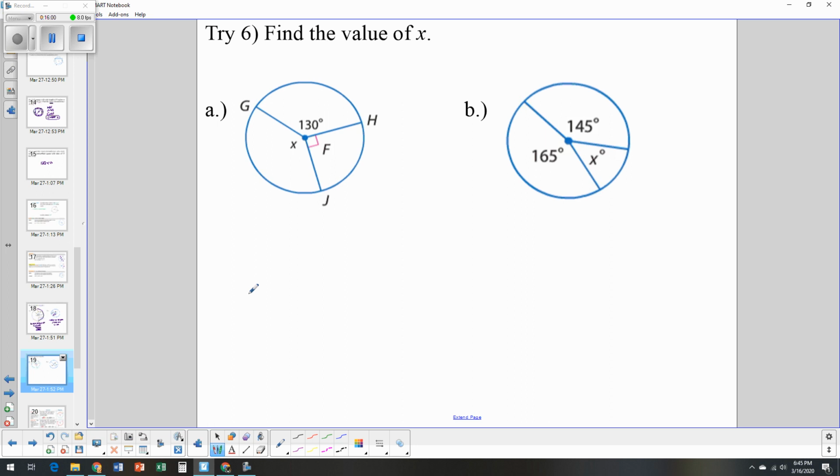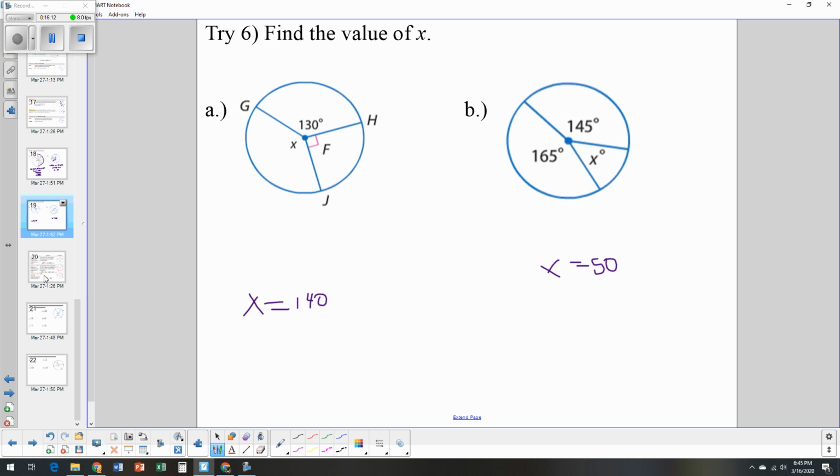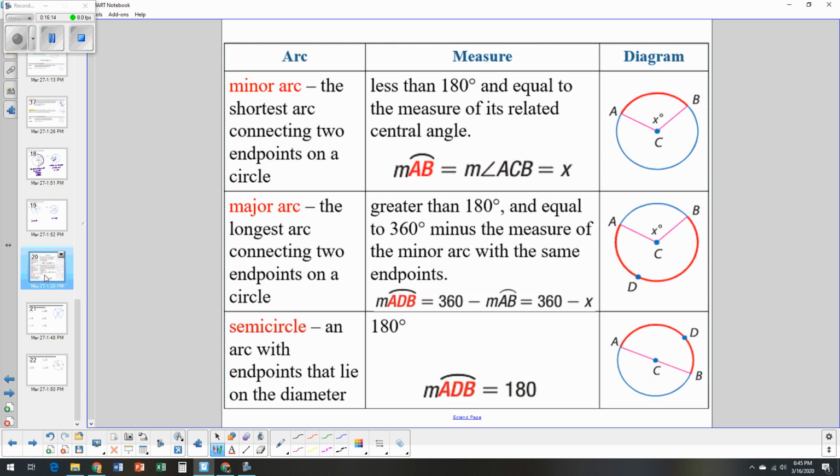So if we restarted, we see for our first one, x is 140. And for our second one, x is 50. All right. The last bit about arcs is that based on their measure, we can call them minor, major, or semicircles. So the arc is always equal to the central angle that forms it.